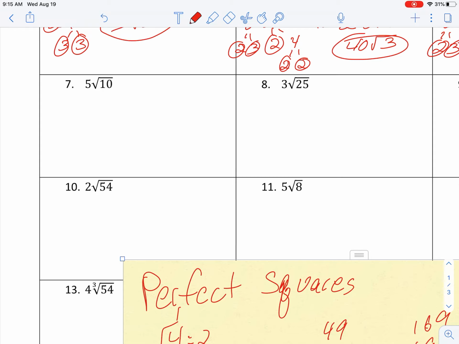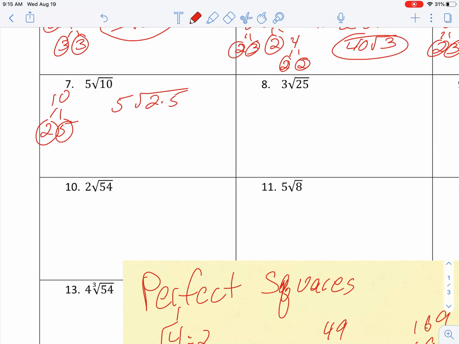5 root 10. Let's take that 10. 2 and 5. Those are primes. Prime factorization of 10 is 2 and 5. And then, as I said, a lot of kids are like, okay, I'm good to go. But then we run into something a little tricky like this, because there is no pairs.